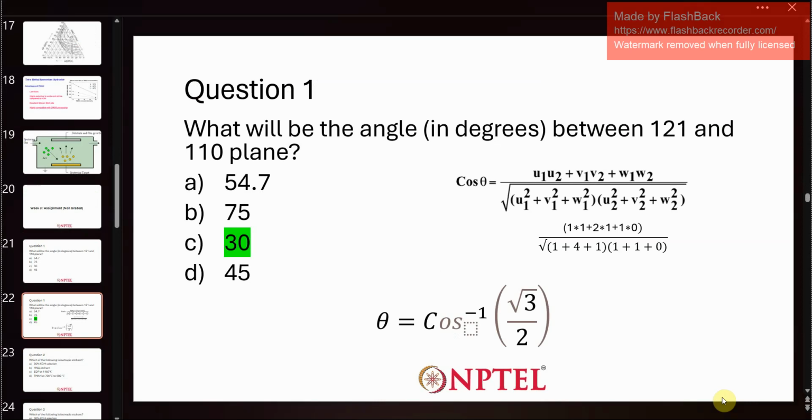As I told you earlier, you have to use that formula. U1, V1 and W1 stand for the intercepts for plane 121, and U2, V2 and W2 stand for the intercepts for plane 110. In the case of U1 you place 1, in the case of V1 you place 2, and in the case of W1 you place 1. Do the same for the other plane. Then you will get cos inverse of root 3 by 2, which stands for 30 degrees.